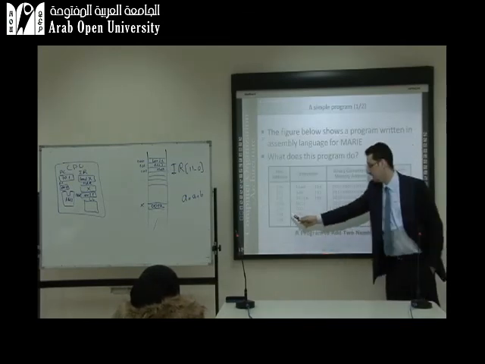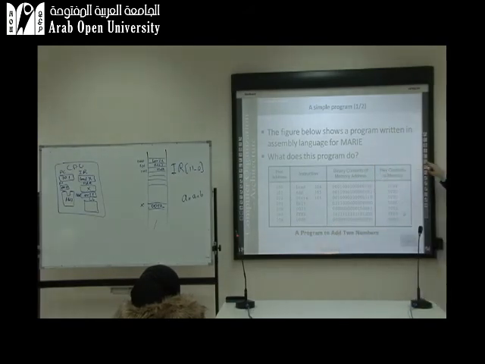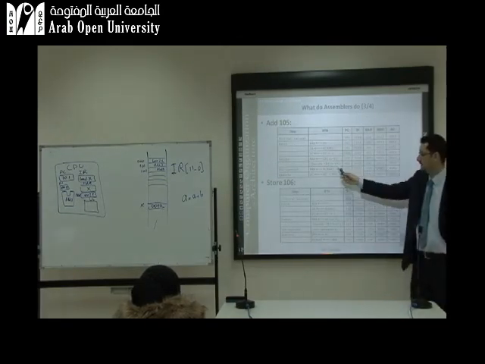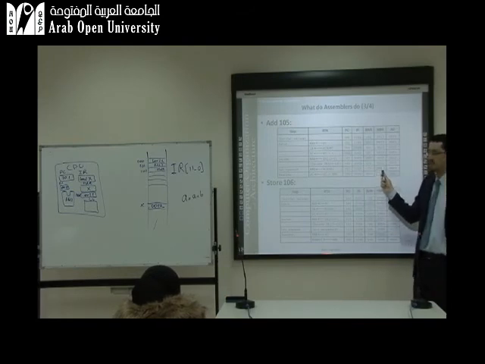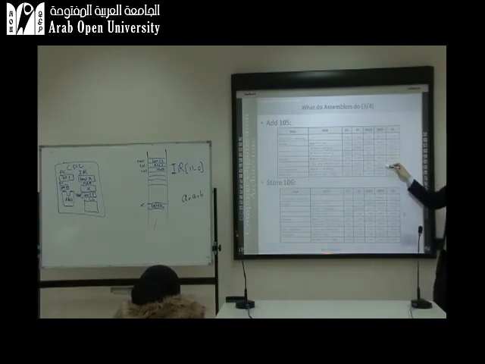What we have at address 105 is FFE9. Okay? So what the control unit takes from address MAR is FFE9. And where does it store it? It stores it in the MBR. So this value will be stored in the MBR.